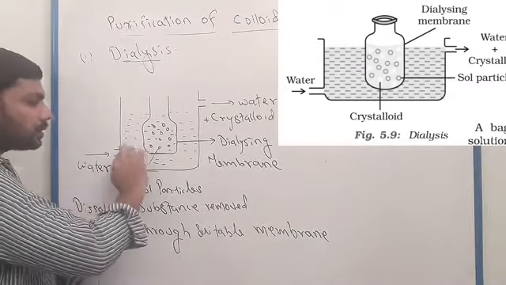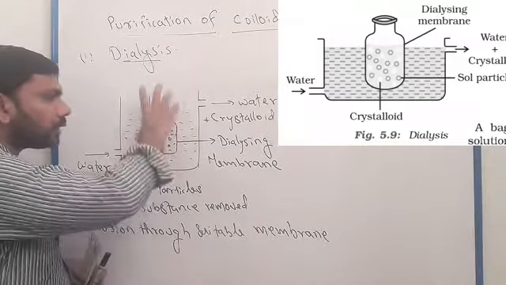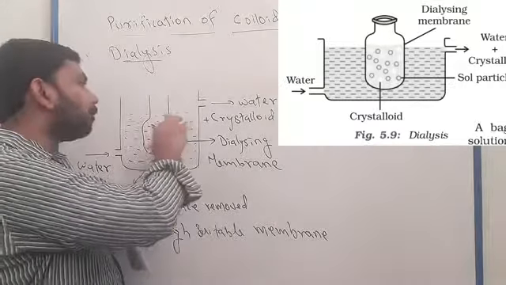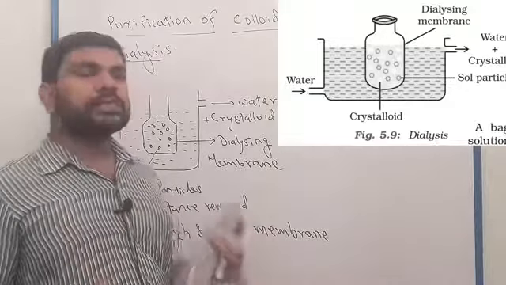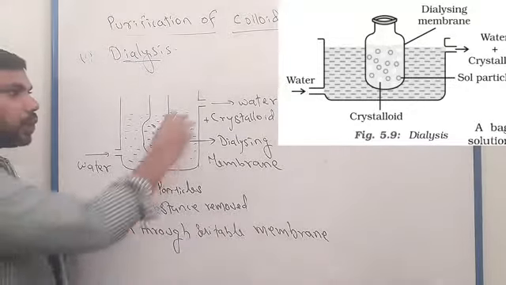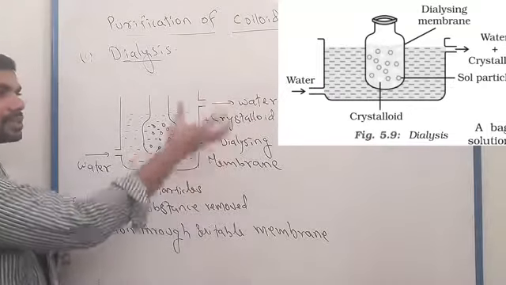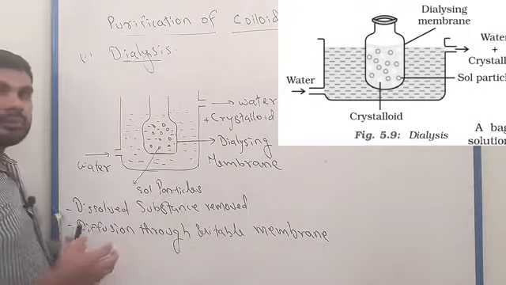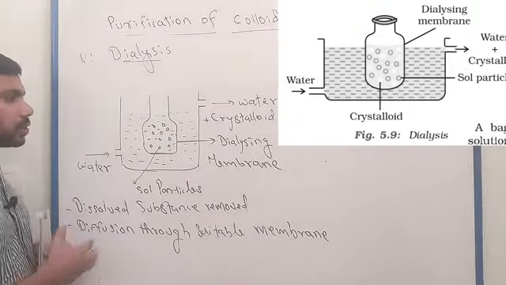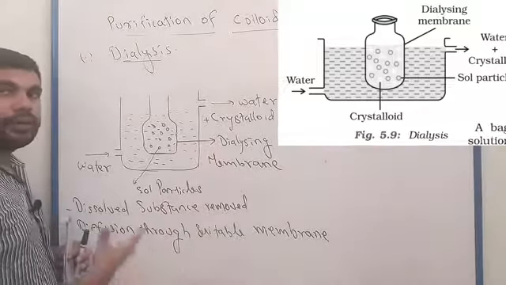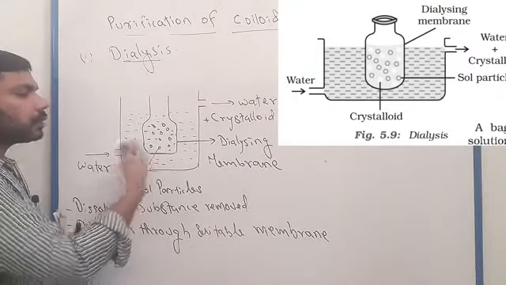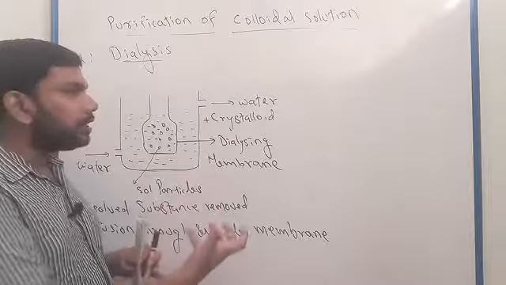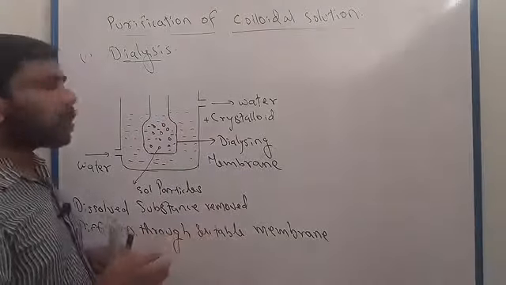This water passes through the container which contains colloidal particles. So water will pass, and dissolved impurities also pass through with the water. Water and dissolved impurities, or you can say crystalloid, we can collect outside and we will obtain pure colloid over here. This method is called dialysis. Actually, diffusion of water happens. Water will be diffusing through this semi-permeable membrane, and water collects all dissolved impurities away from this container. This method is called dialysis.